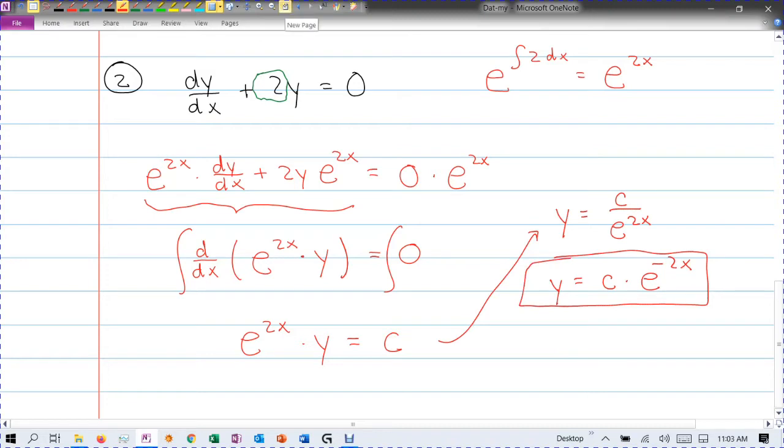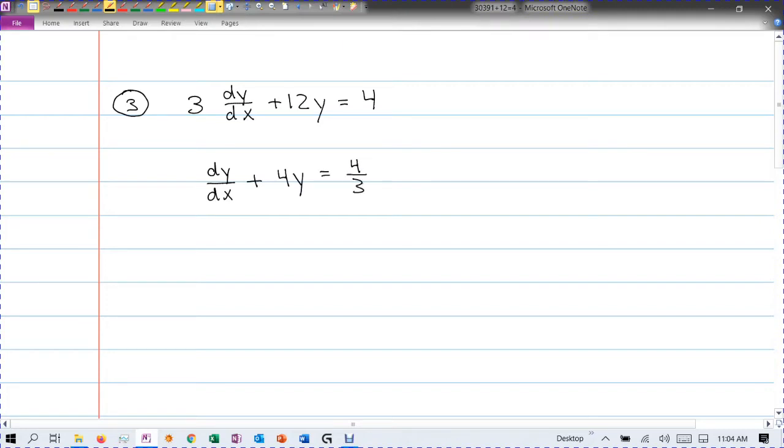All right, moving along. Let's look at number 3. So we have 3 dy/dx. That's the first time we've had something in front of dy/dx. Plus 12y equals 4. And everything else looks pretty good. So I'm going to divide through by 3 first. So everything gets divided by 3. And now I can see my p of x here. This is my f of x, which is not 0 for the first time. That's okay. I'm just going to keep working this.